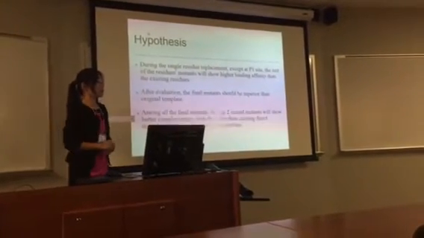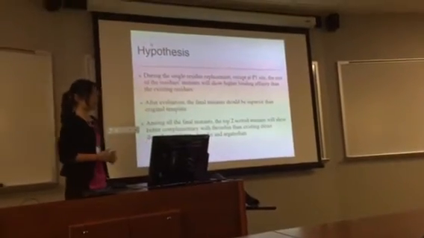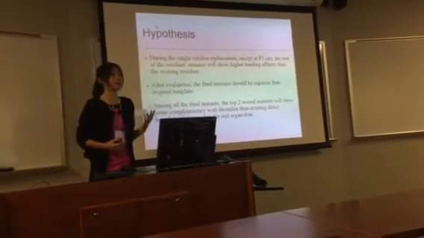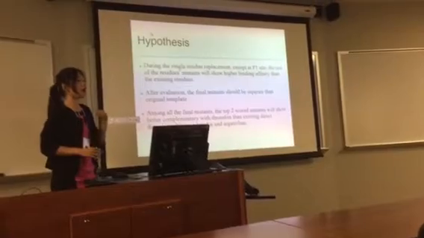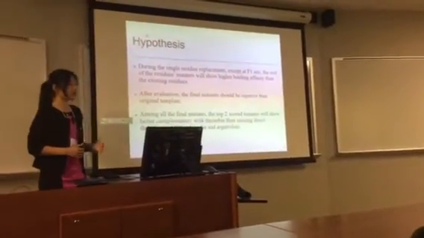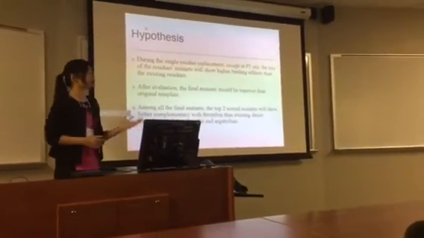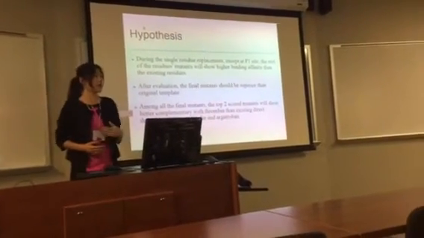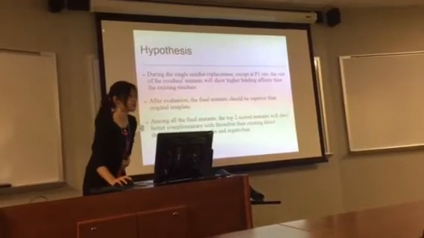So I plan to do a single residue replacement or a subsite mutation first, and my hypothesis is that except at the P1 site, where the important acid-base interaction happens, the rest of the residue mutants should show a higher binding affinity than the existing residues. And after evaluation, the final mutants should be superior to the original one. I also did a comparative study with the existing direct thrombin inhibitors, and my hypothesis is that they should show a better complementary pair with thrombin.